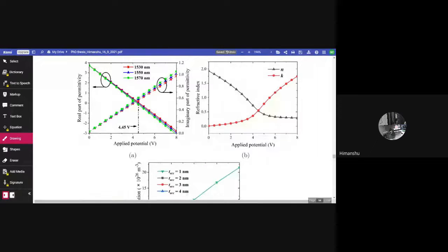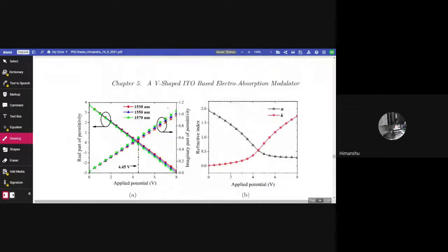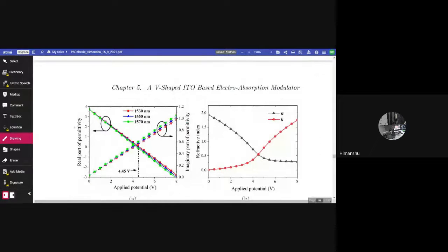So coming to figure 5.2a, it shows the complex permittivity of ITO. That is, it shows the real and the imaginary part of the permittivity of ITO at different wavelengths, that is 1530 nanometer, 1550 nanometer, and 1570 nanometer. Here we can see the real part of ITO's permittivity decreases and the imaginary part increases with increase in potential. However, at around 4.45 volt for the wavelength 1550 nanometer, the real part of the permittivity of ITO reaches 0, which is termed as the epsilon near 0 condition.